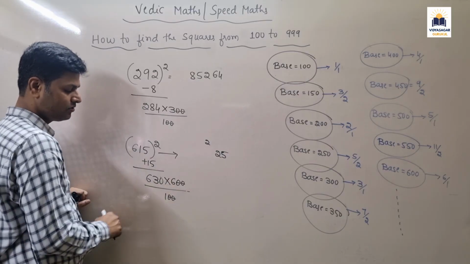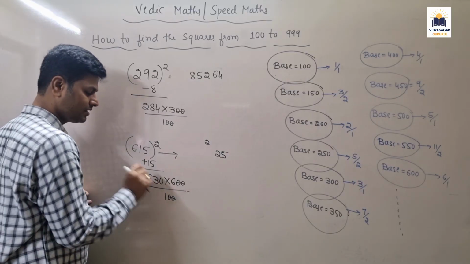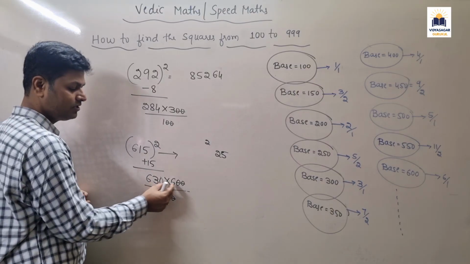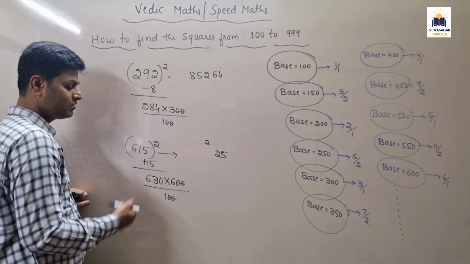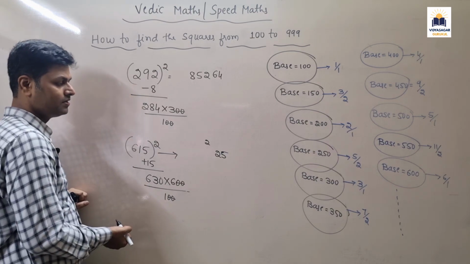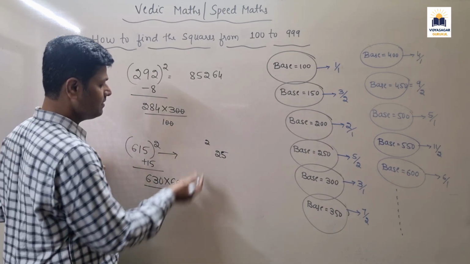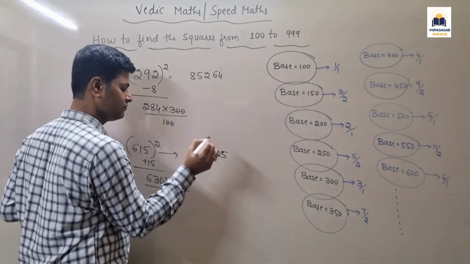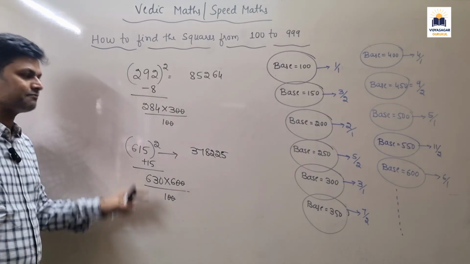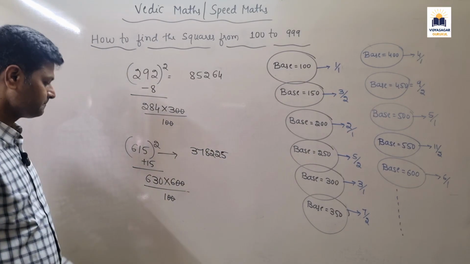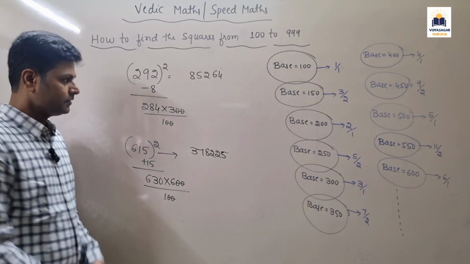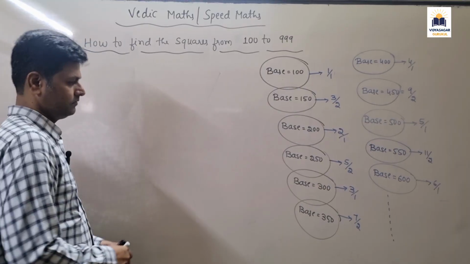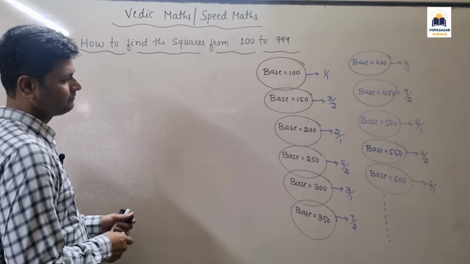6 into 6, 3600, because 6 into 6 is 36, but it is considered as 100, means 3600. 30 into 6, 180. So 3600 plus 180, 3780 plus 2, 3782. So this is the answer for 615 square. Okay. Right. So we will take one more example.